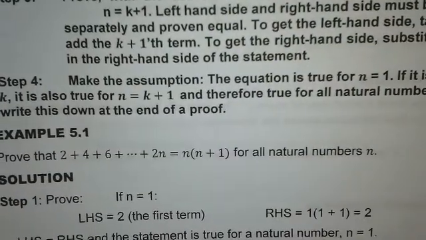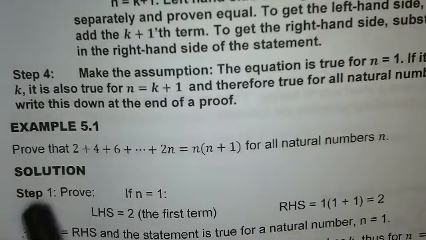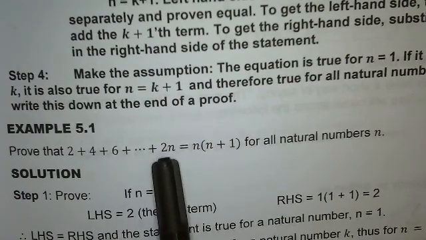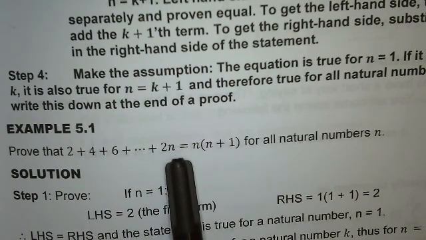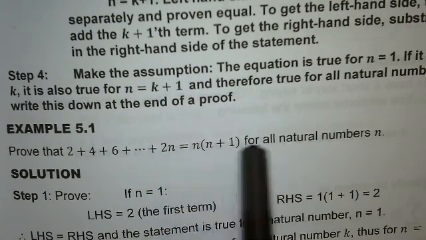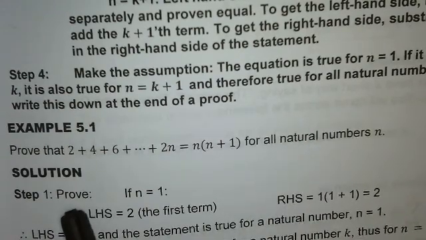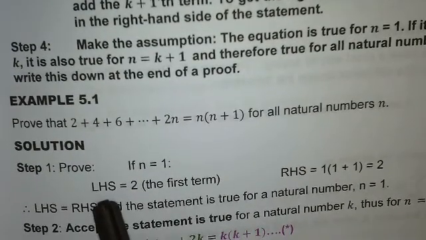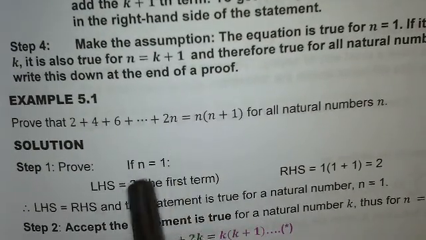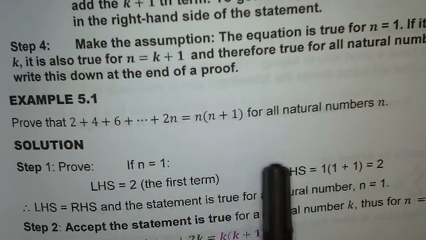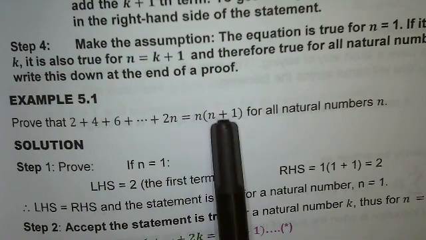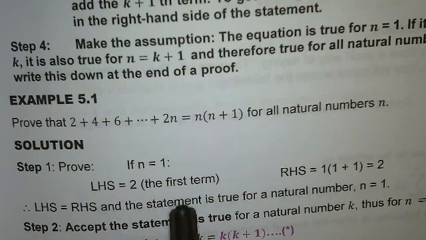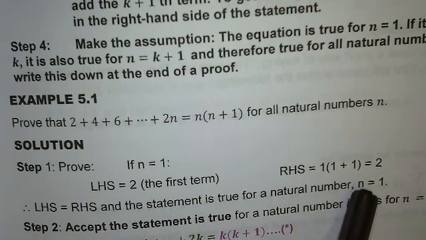Okay, let's do an example. If you have a look at this one, we've got 2 plus 4 plus 6, that's a series. So you add the terms, and the last one will be 2n. And you must prove that this is equal to n bracket n plus 1 for all natural numbers. Now step 1 is where you use n equals 1. You use the left-hand side to find the first term, so 2 times 1 is 2. Then you do the right-hand side separately: you substitute 1 and you get 2. So the left-hand side equals the right-hand side, true for n equals 1.